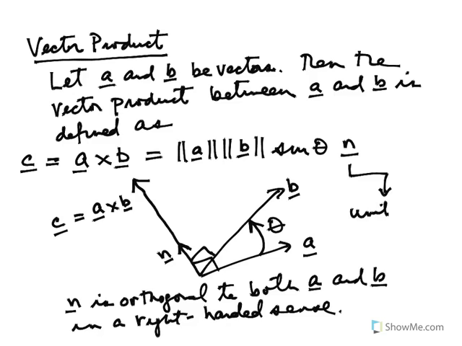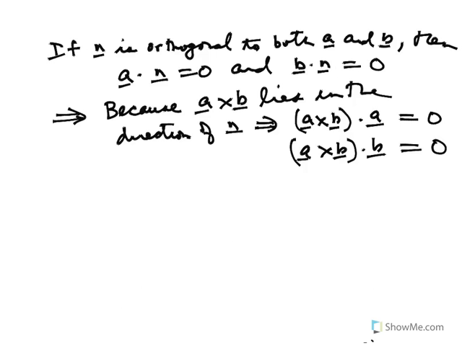This is a unit vector. So that means that the magnitude of n is equal to 1. Now I have to define this thing called a right-handed sense. So what's called the right-handed sense.